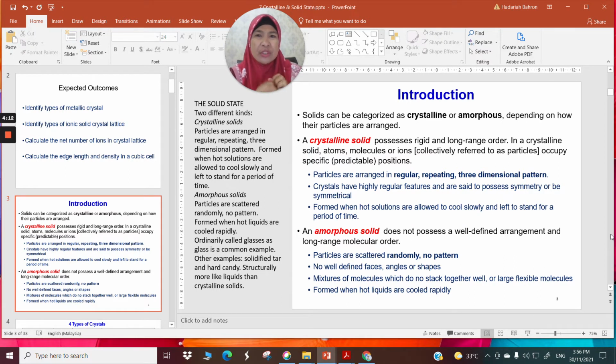If you can imagine hot molten sugar, have you seen sugar being melted in a pan and very hot? If you cool down that molten sugar very quickly, you are going to get a structure which has bubbles, is very brittle and amorphous, no pattern, very random, as opposed to the crystalline solid that I was telling you about.